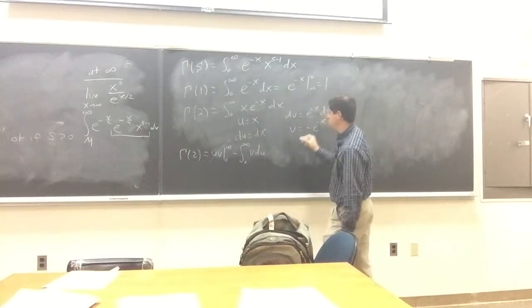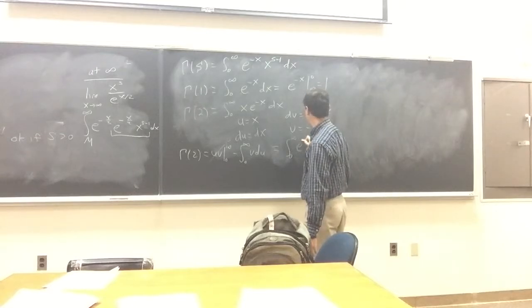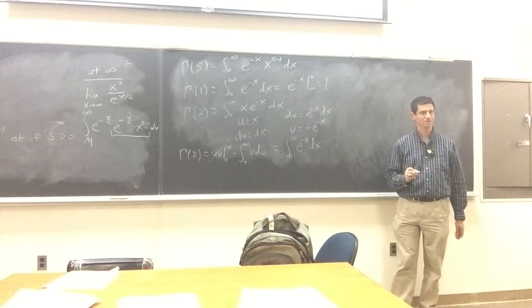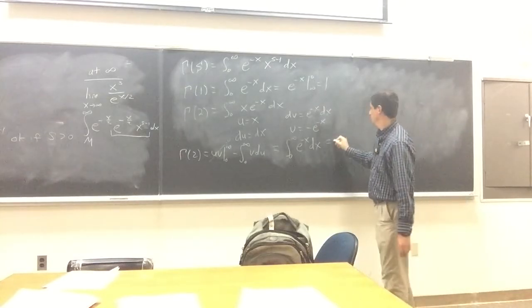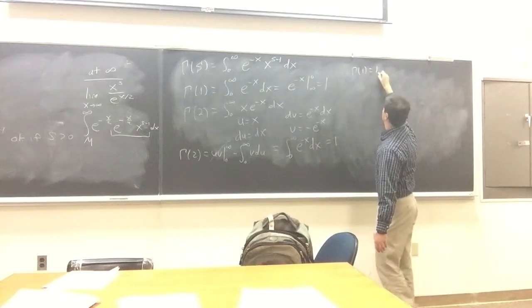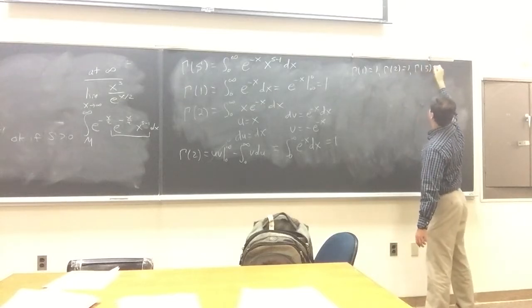The negative reinforces with a negative, and we get that this is the integral from 0 to infinity of e to the minus x dx. Oh, that looks very familiar. It's equal to 1. So gamma of 1 is 1, gamma of 2 is 1, so by induction gamma of 3 is 1, right?